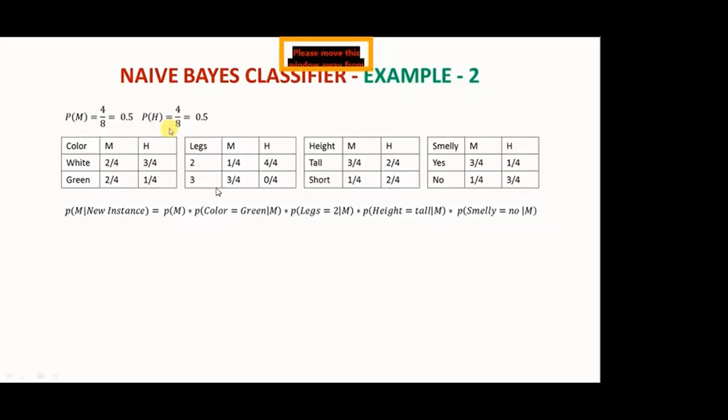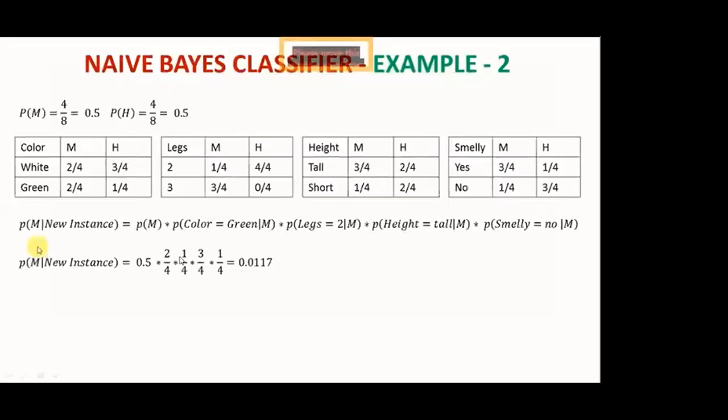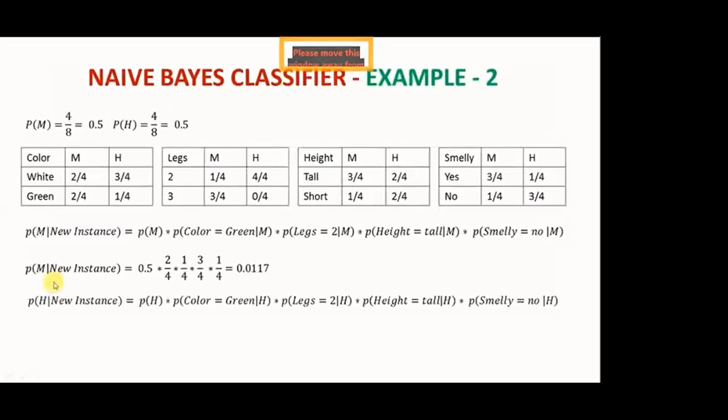So in this table, you see the values. Color is equal to green for M, 2 by 4. X is equal to 2, probability of being M, 1 by 4. Height is equal to tall, probability of being M, 3 by 4. Smell is equal to no, being M, 1 by 4. All those things from the table, you take the values and multiply. So the probability of being M species for the new instance is 0.0117.